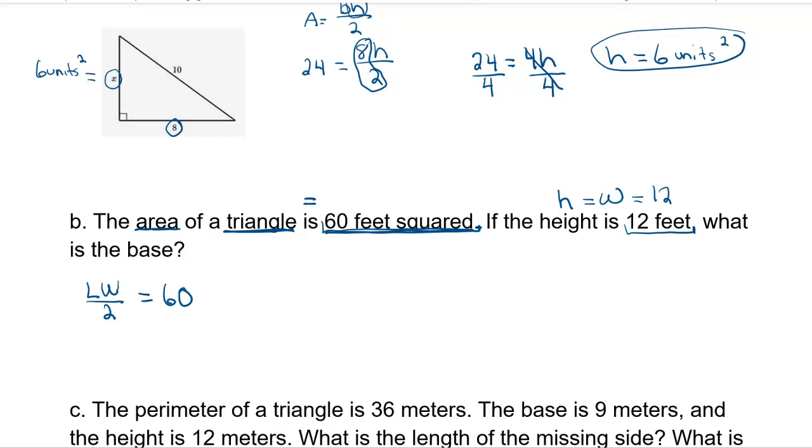They didn't say find H. They just said find height. Okay. So 12, I'm going to go ahead and use the unit in my labeling, but again, I won't use it as I'm solving. And then it says, what is the base? Well, if W is H, then L is B, right? Okay, so I now have 12L divided by 2 equals 60.